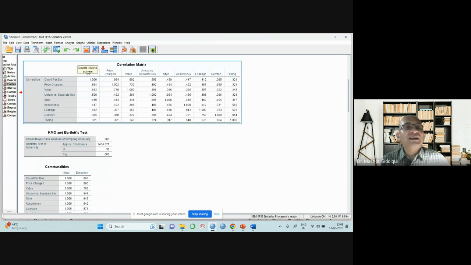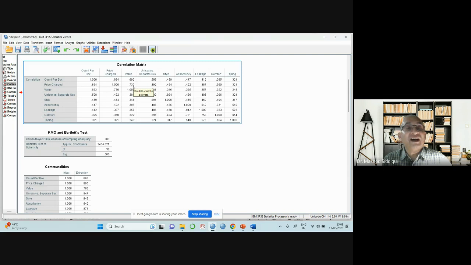Now here there are two parts of this matrix. If we consider the diagonal, the part above it is known as the upper triangular matrix, and the part below the diagonal is known as the lower triangular matrix. Since this is a symmetric matrix, the upper triangular and lower triangular are similar. So either we interpret the upper triangular or the lower triangular. Let us discuss the upper triangular only. So 0.864 is the correlation coefficient between count per box and price chart. So this is a high correlation.